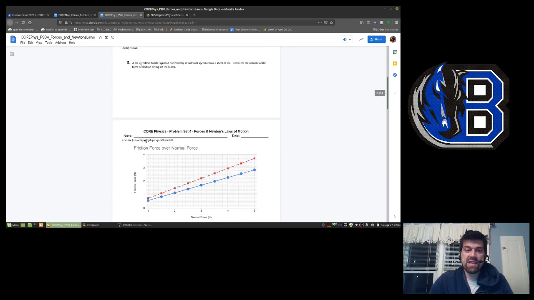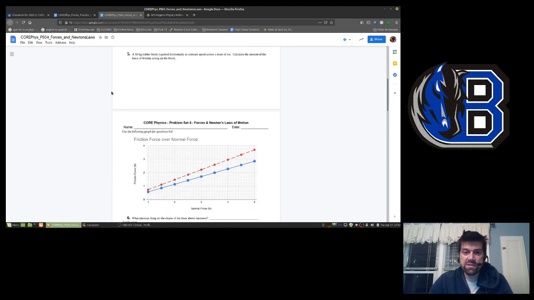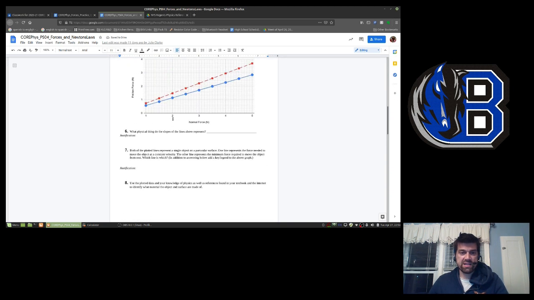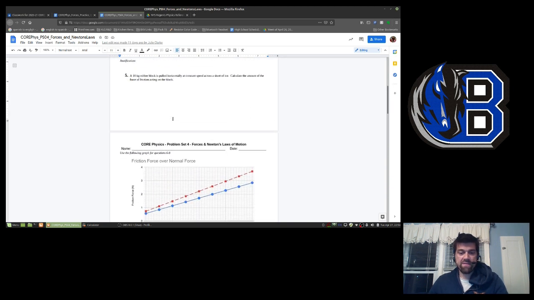Number 5, a 10-kilogram rubber block is pulled horizontally across the surface of ice. Calculate the force of friction. Well, we have... I reset it. Wrong button. We have a formula for the force of friction, right?